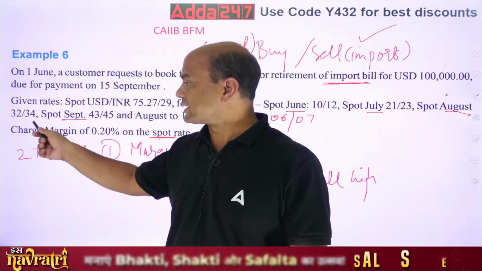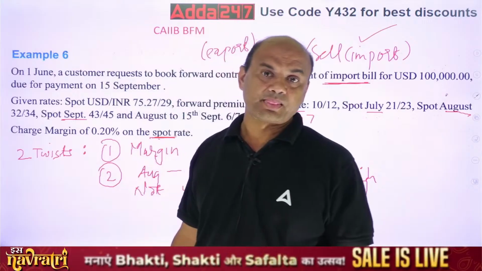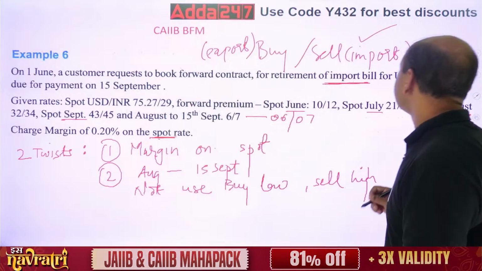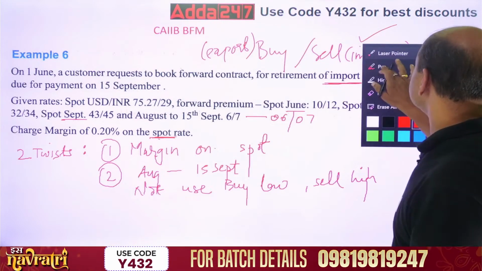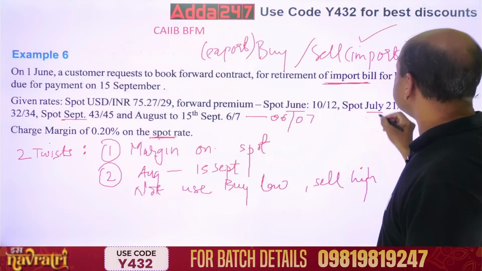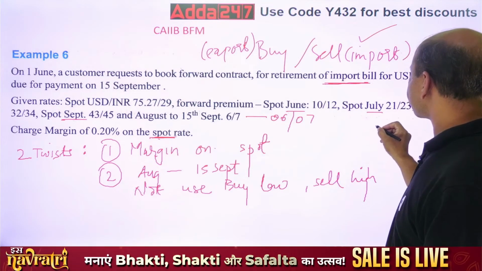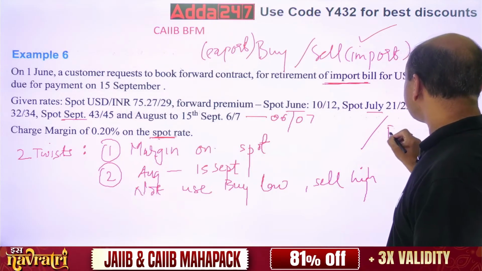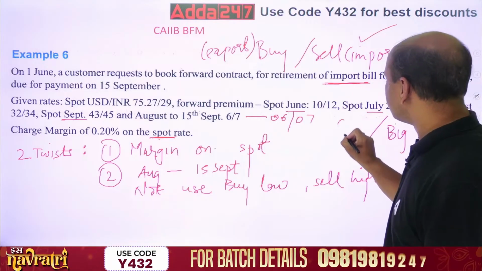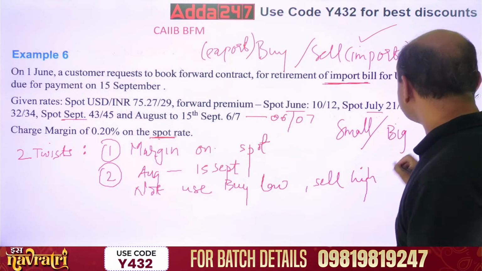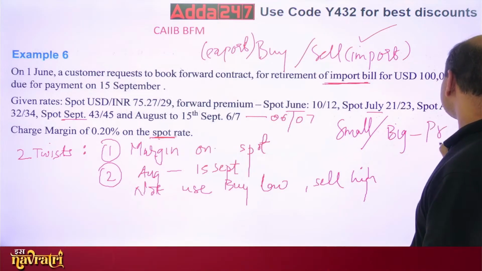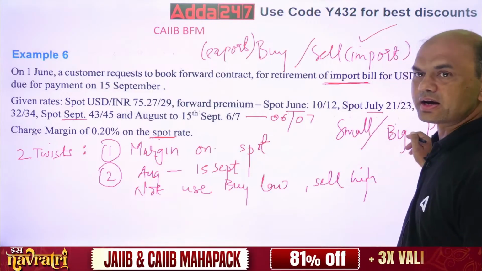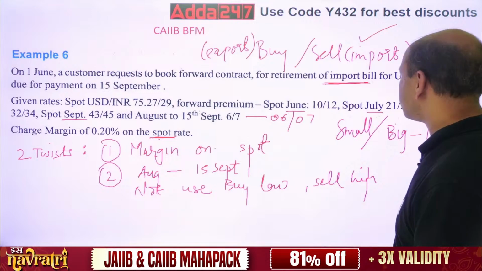Now is this currency in premium or discount? Whenever you have the right side bigger, this 34, I'll show you over here also. Whenever you have the right side bigger and the left side small, then you say the currency is in premium. And whenever it's reverse, left side is bigger and right side is small, then you say the currency is in discount.